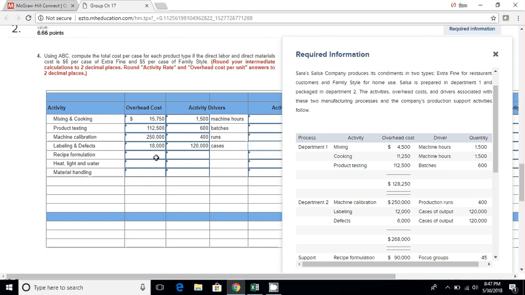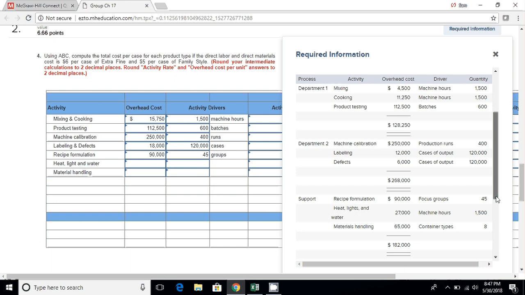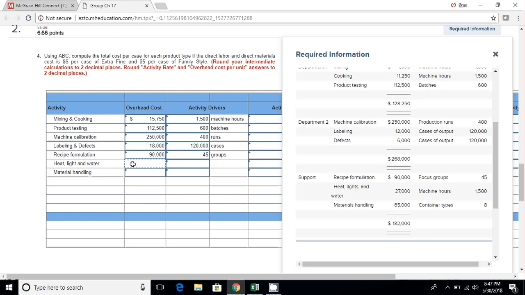Okay, recipe formulation down here, 90,000, based on 45 focus groups. Scroll this down just a little bit. We've got heat, lights, and water, 27,000, and that's based on the same 1,500 machine hours. And then material handling is going to be 65,000 based on 8 container types. Okay, that's all we're doing. We just added up the cost and put them into the pools.